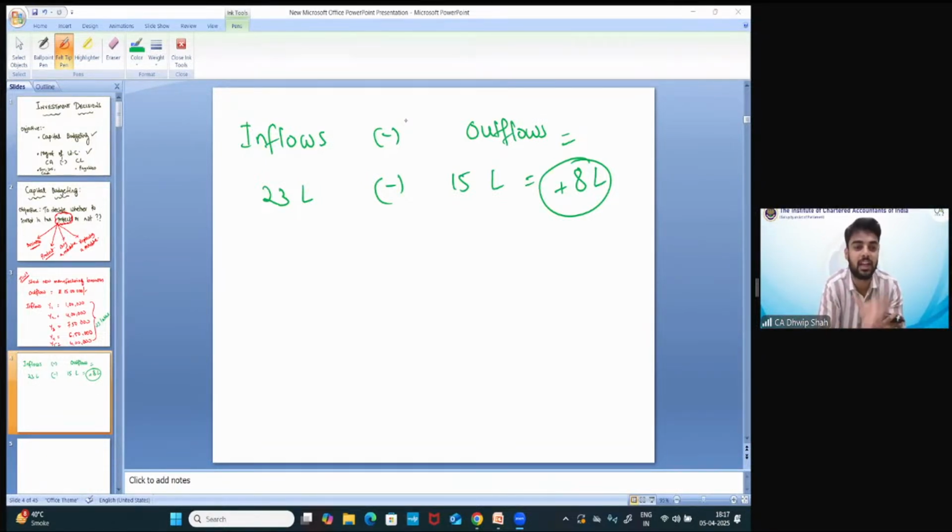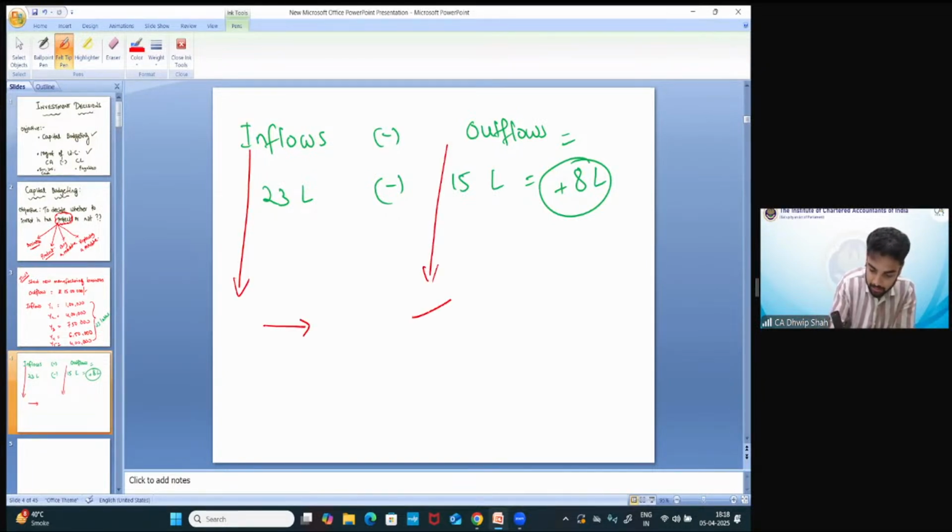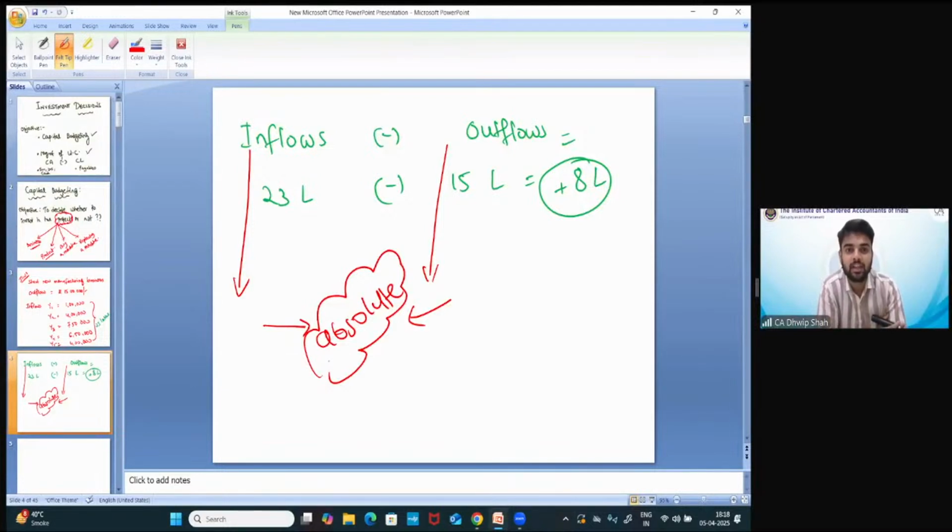It would be at 11th class. If this were so simple, where you just compare the inflow and outflow, even an 8th grade or 10th grade student could solve this. So what you did, you compared the inflow and outflow in absolute terms. But the capital budgeting chapter says you have to compare inflow and outflow in real terms. This is the difference.